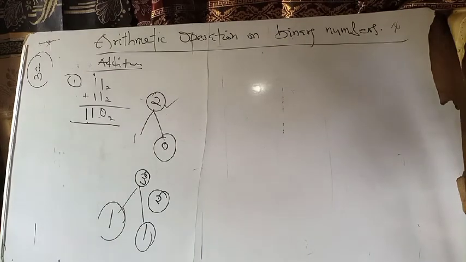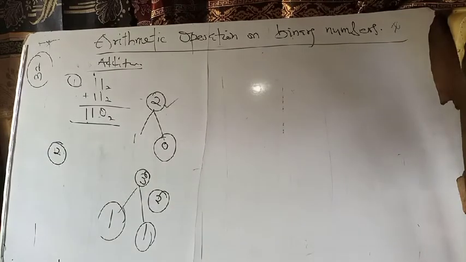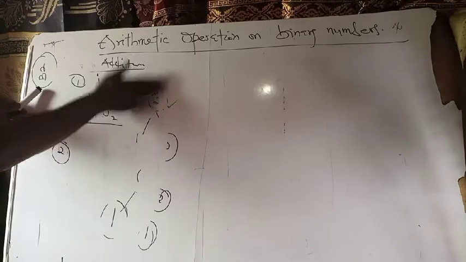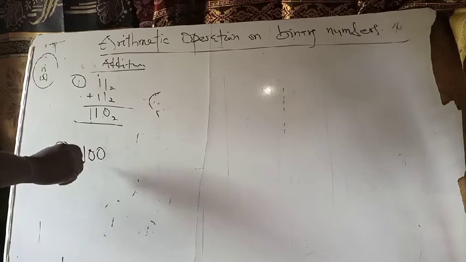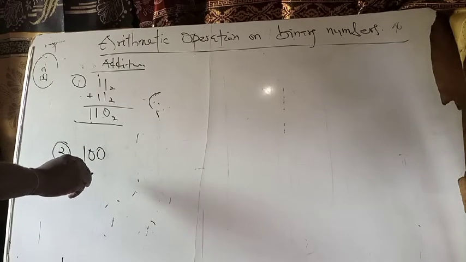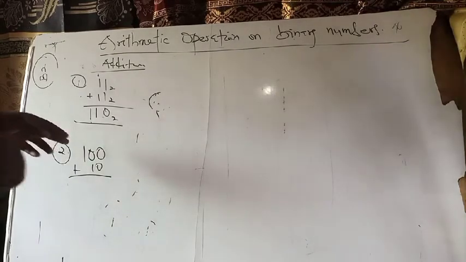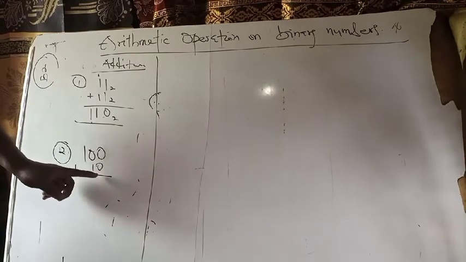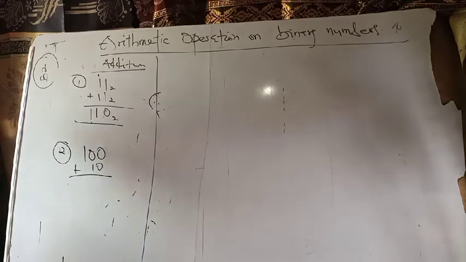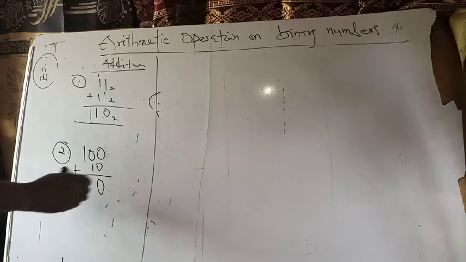Let me continue with a different example for more clarification. Let us take this second example: 1000 plus 10. Adding these two numbers, 0 plus 0 gives us 0, and we should remember that 0 is not greater than 2, not greater than the base. So we put the answer here.